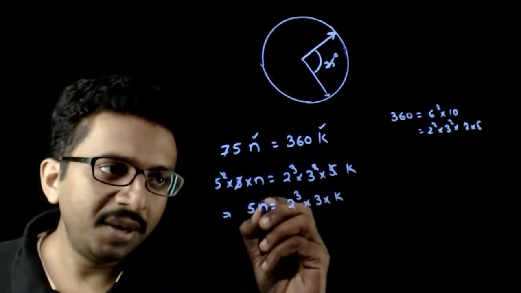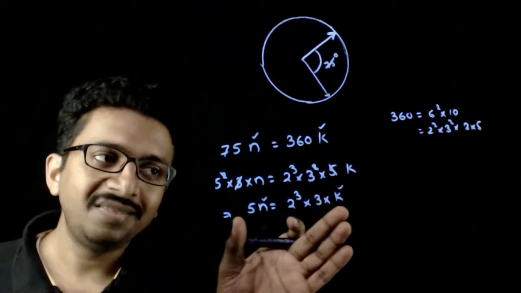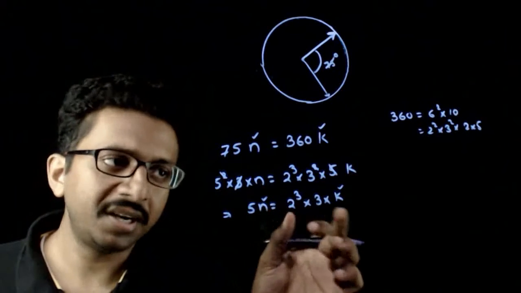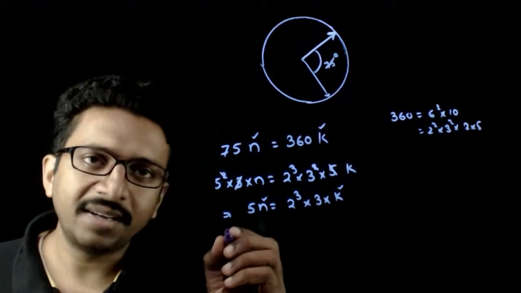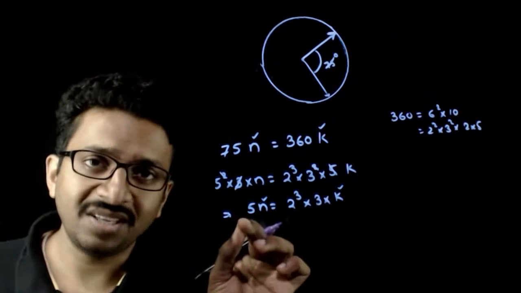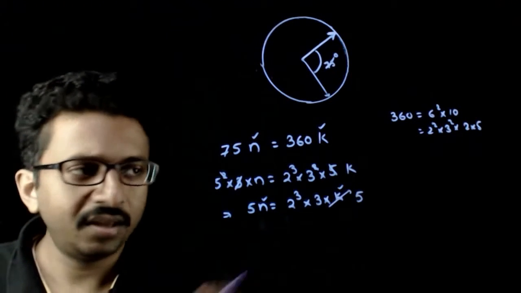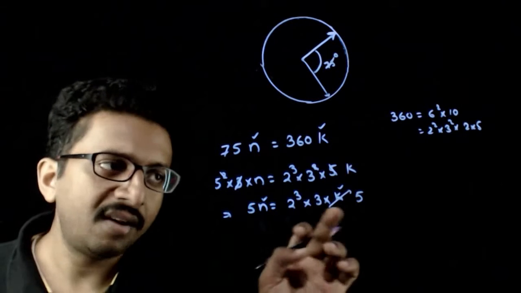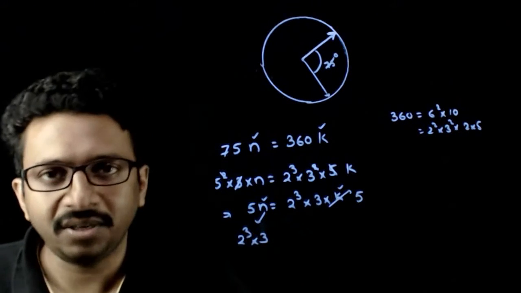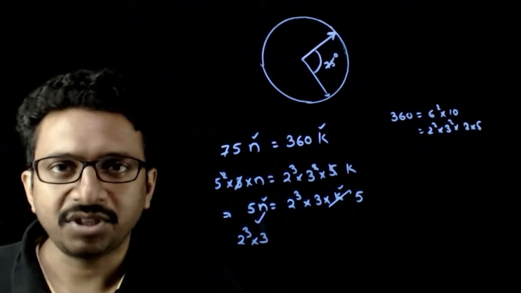Now what are the minimum values of n and k? What are the least values of n and k so that this equation works, for n to be an integer and k also an integer? To get the minimum value, you can see on this side you have only 2s and 3s, but on this side you have a 5. So k should have at least a 5 here. And once k is 5, n should be at least 2 cube into 3. So these are the minimum values of n and k which are possible.